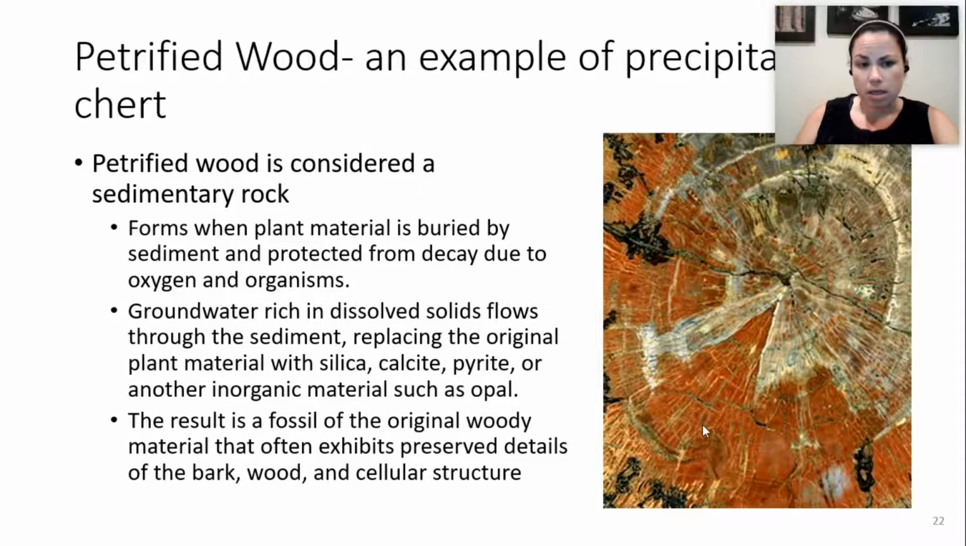decay. So groundwater dissolves the solids that flow through the sediment and replaces those plant materials with silica or calcite or pyrite or other inorganic material, even like opal. So sometimes maybe you'd see petrified wood that's quite shiny. That would be an example of where pyrite or opal would be precipitated into that material. And the result is a fossil, basically, of the original woody material.